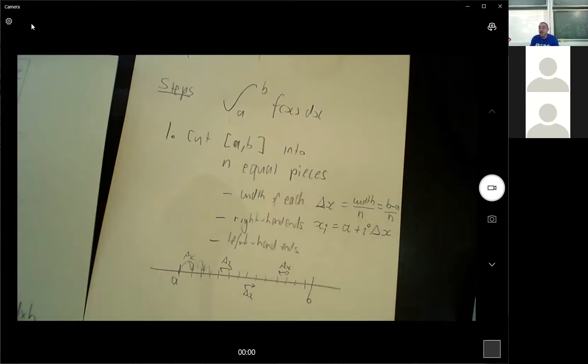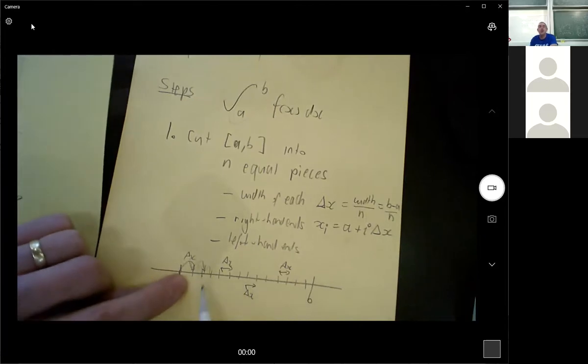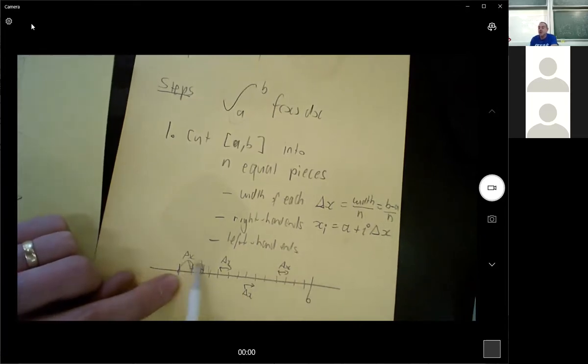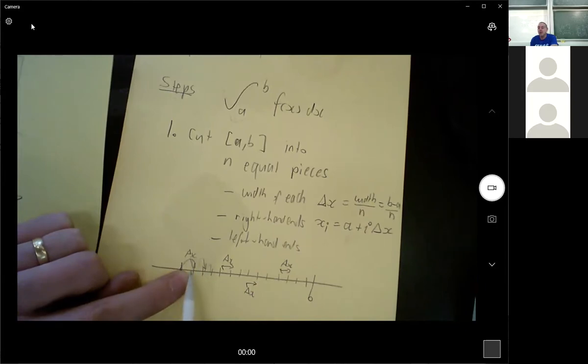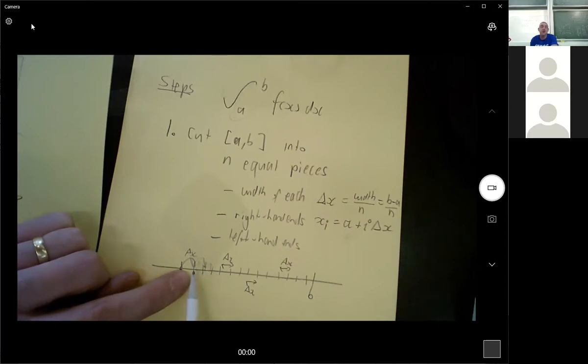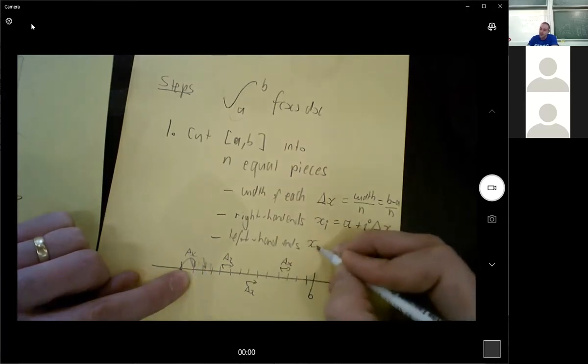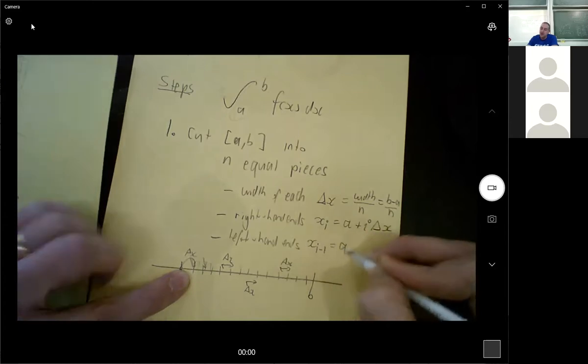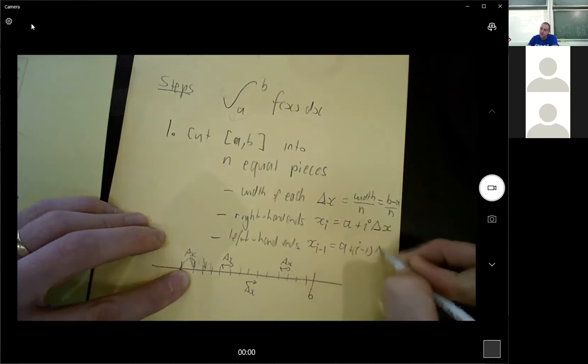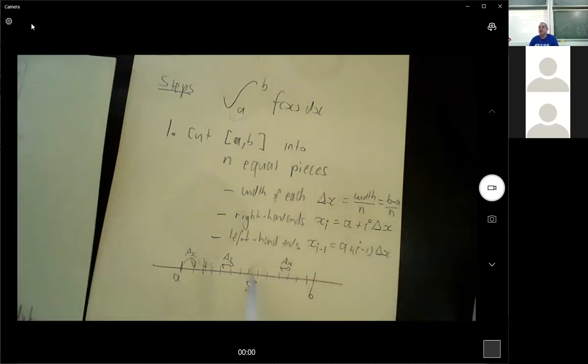The left-hand end of interval number I is the same as the right-hand end of the interval before it. So if I want to get to the beginning of interval number 2, to get to the end, I'd go 2 lots of delta x. The beginning would be 1 lot of delta x before that. And so the left-hand end of interval number I is xi minus 1, because the left-hand end of interval number I is the right-hand end of the previous interval. Okay, sweet.